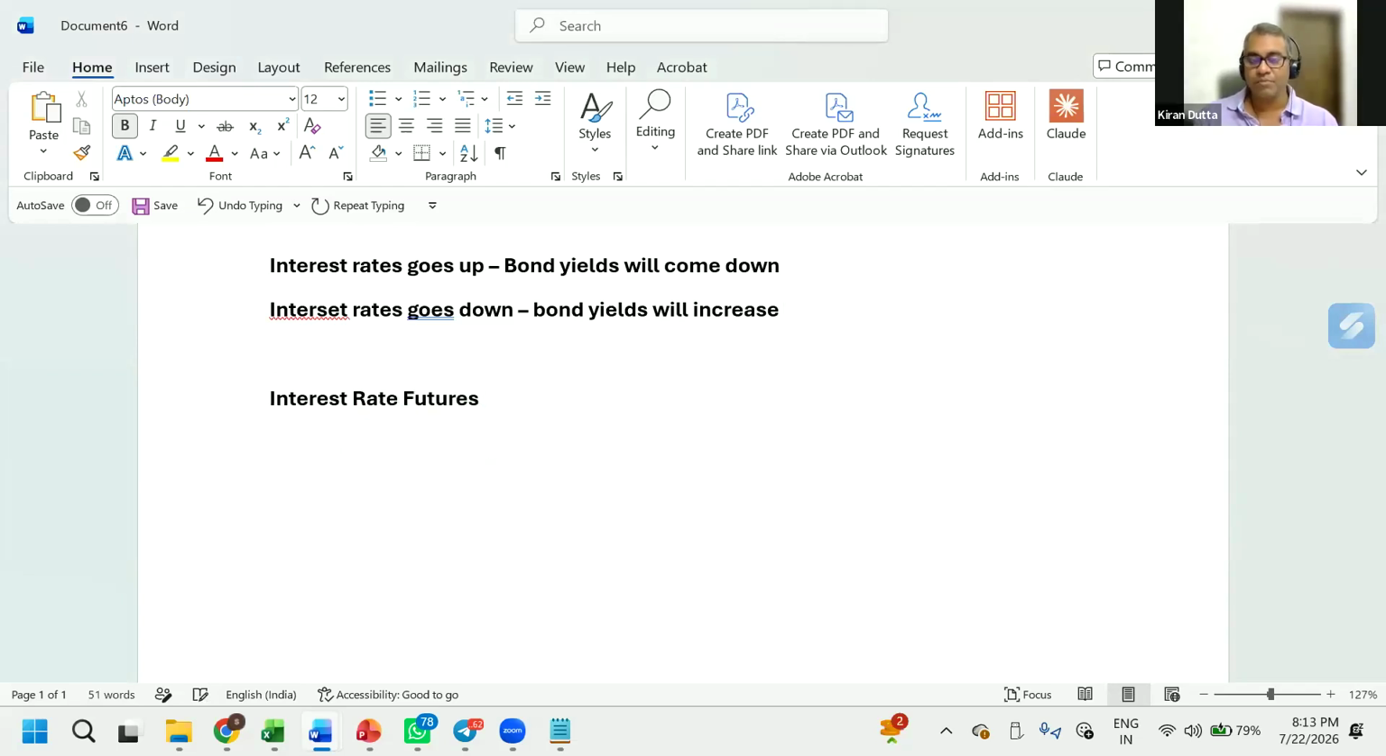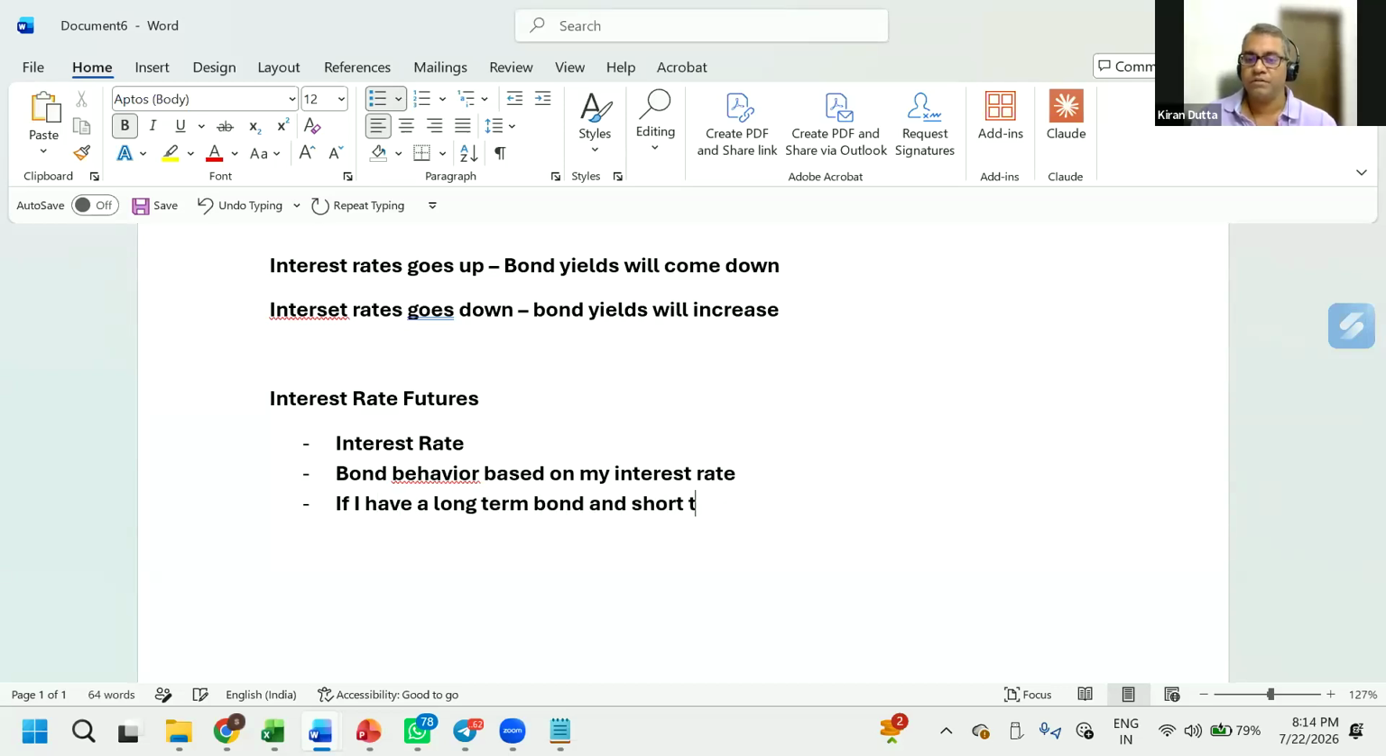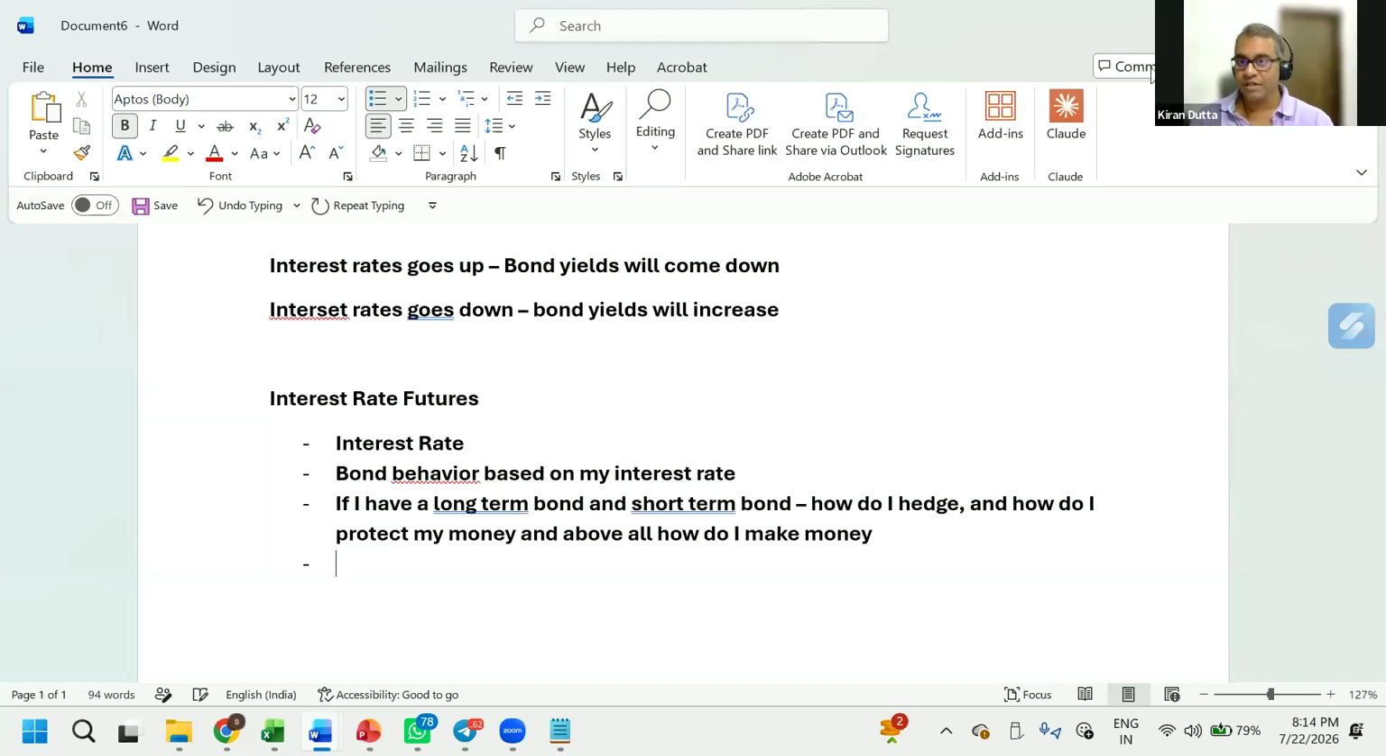This whole chapter is all about three things, right? What is my interest rate? Sorry, what is my bond behavior based on my interest rate? And if I have a long-term bond and a short-term bond, how do I hedge and how do I protect my money? And above all, how do I make money? That's what it is, right? Everyone clear here?